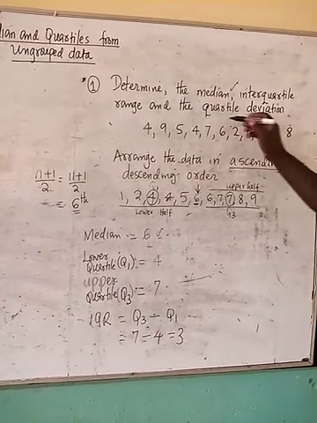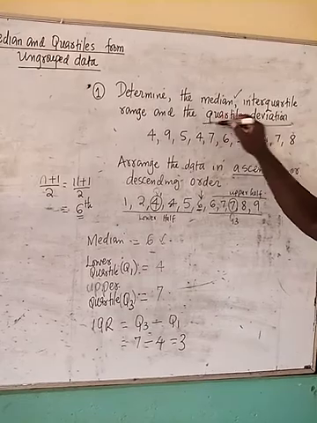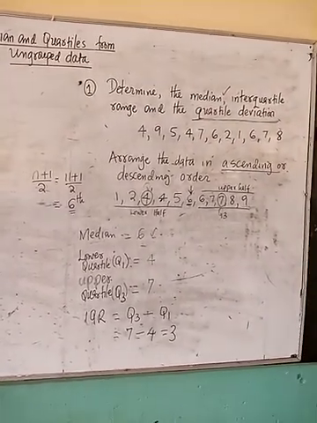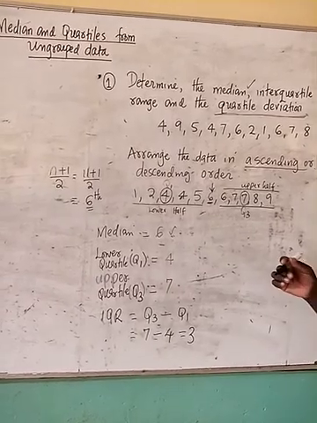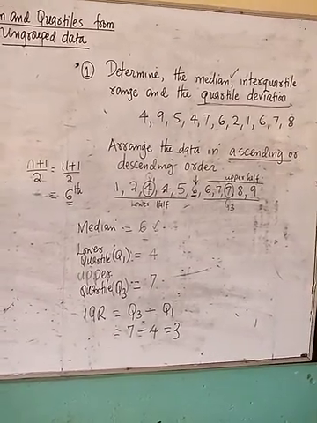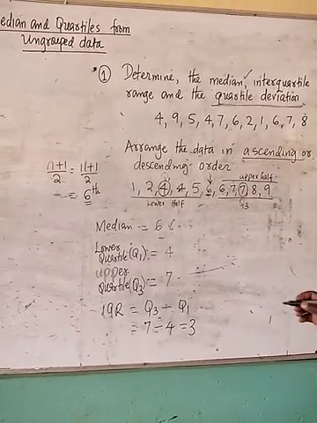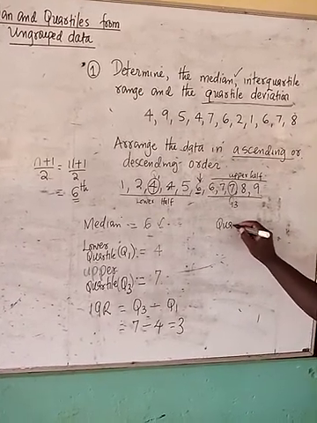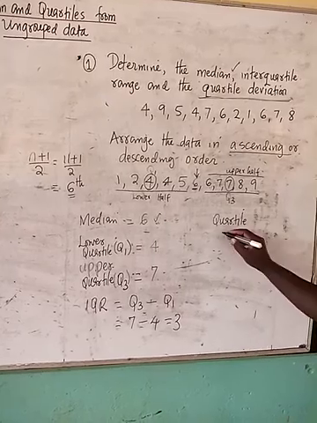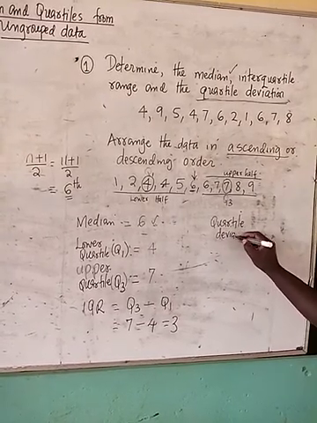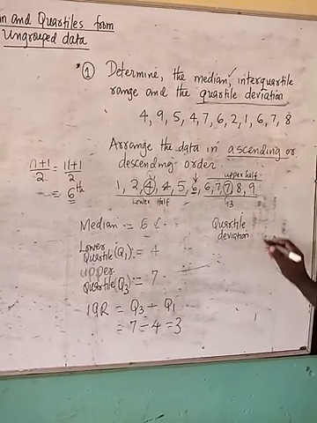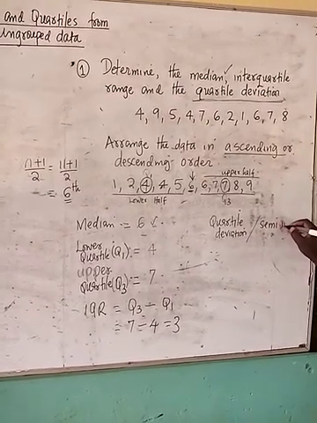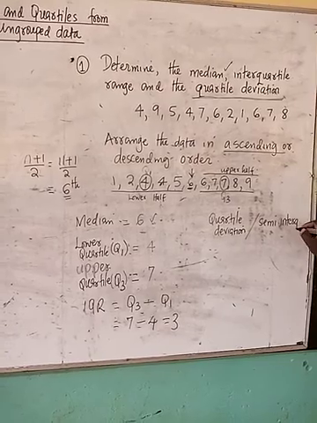And the last one is now quartile deviation. This one is challenging to candidates simply because of the term quartile deviation. Otherwise, you are aware that quartile deviation is also called semi-interquartile range. Quartile deviation, also called semi-interquartile range.